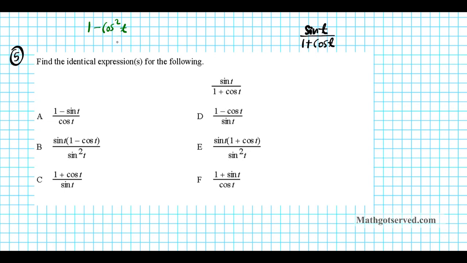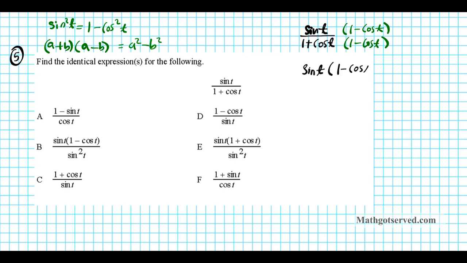Think about your difference of squares. If you have a plus b, what do you multiply it by to get a squared minus b squared? You multiply it by a minus b, right? So if you have 1 plus cosine t, to get 1 minus cosine squared t, which is an identity we can substitute with sine squared t, because this is equal to sine squared t. What I'm going to do is multiply the top and the bottom by 1 minus cosine t. All right? On the top, I'll have sine t times 1 minus cosine t.